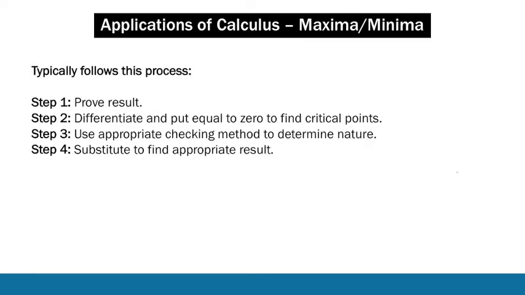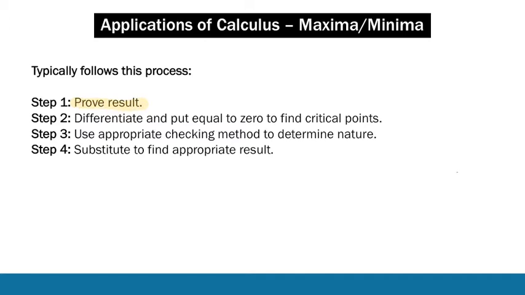To approach these problems, it's usually a 4-step scenario. Some of these you can break up into smaller steps too. So the first step is always to prove the result. If you have a formula, usually you're not just given it and asked to run. You have to sort of show where it comes from. So you have to prove the result.